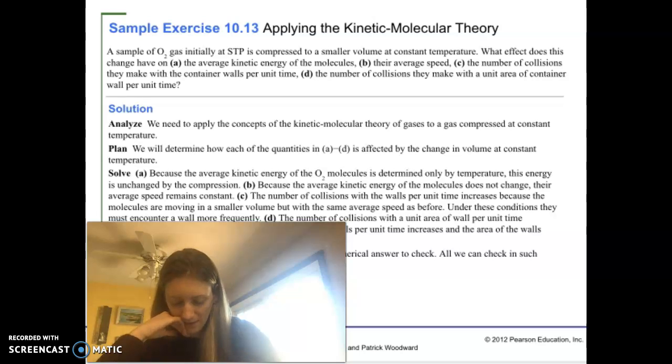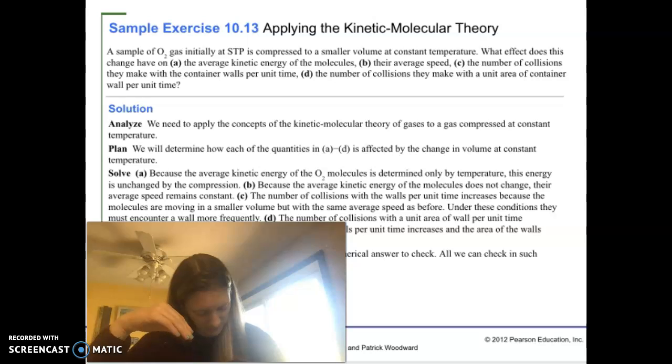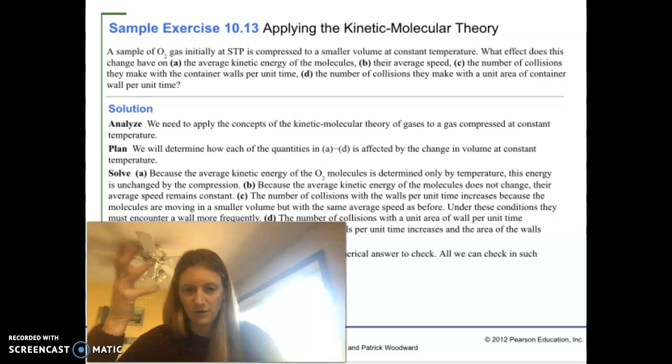I know. And D is the number of collisions they will make with a unit area of container wall per unit time. So this is also going to increase because the total number of collisions with the wall per unit time will increase. So therefore the area per unit time also has to increase.